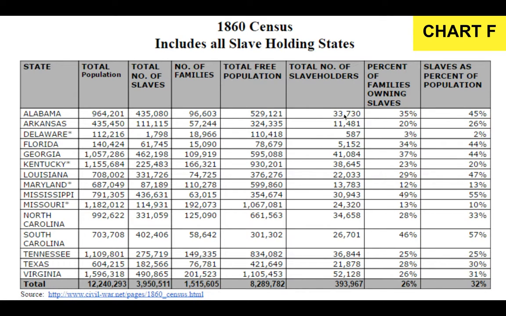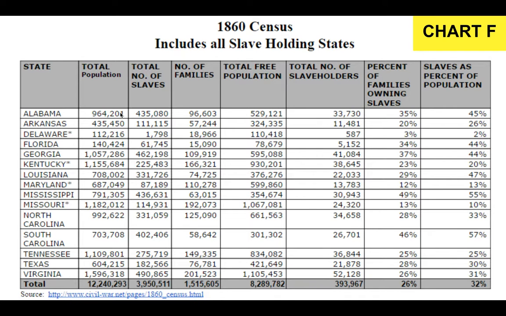Okay. So over here, if I'm working backwards, 35% of all families in Alabama owned at least one slave. Okay. And that means that the total number of slaveholders was 33,730. So there were 529,122 white Americans in Alabama. And there are a total of 96,603 families in Alabama. So these two, I wish the chart from the University of Virginia put these side by side, but there were 529,121 whites and 435,080 total slaves. All right. And so if you add up these two numbers, we will get to here.